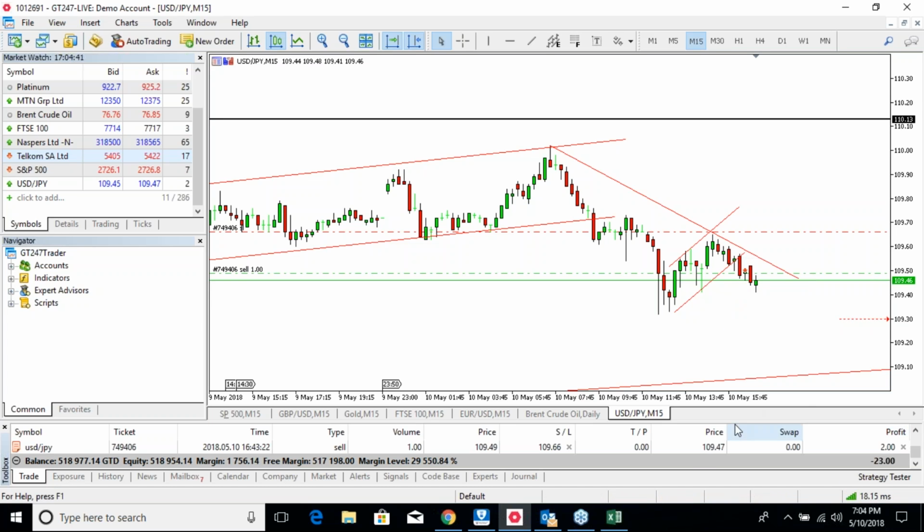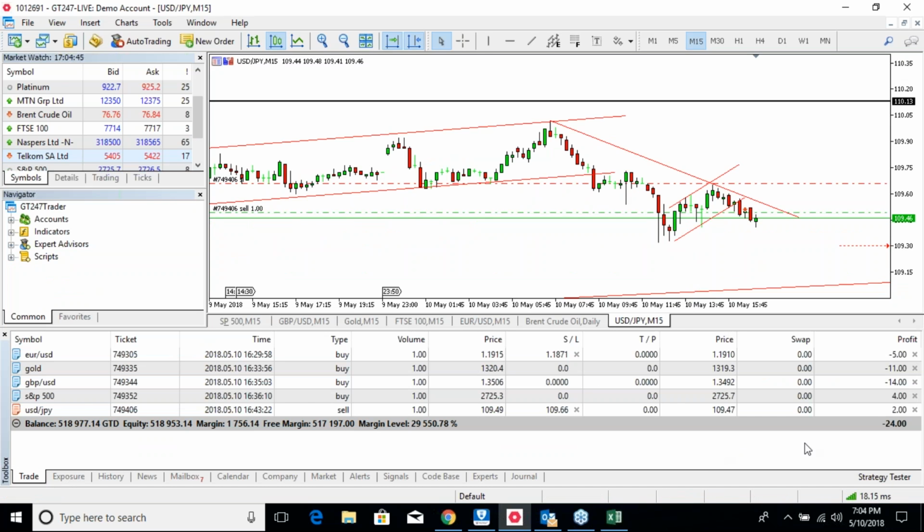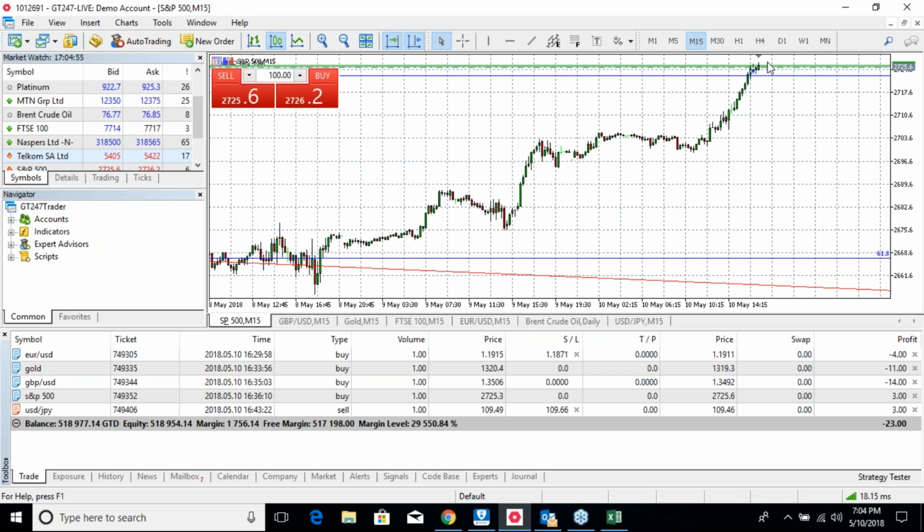Let's have a look at how the trades are doing. Okay, S&P and USD JPY, that's starting to come back. Gold, let's look at them individually. So S&P is continuing to rally.